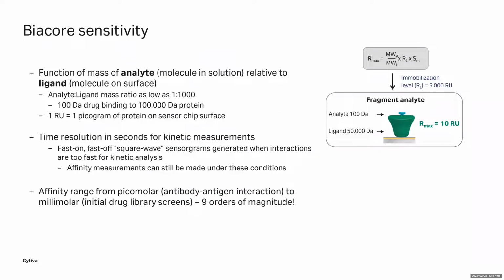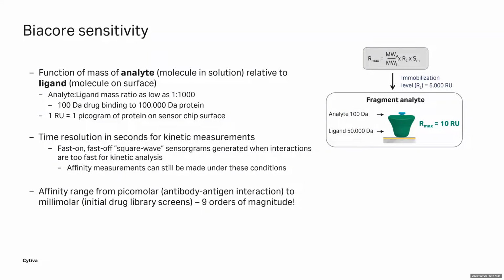So how sensitive is a Biacore surface plasmon resonance instrument? We can measure interactions where the analyte to ligand mass ratio is as low as 1 to 1,000. So that could be a 100 Dalton drug or fragment of a drug binding to a 100 kilodalton protein. Here we can see as an example, a 100 Dalton analyte and a 50 kilodalton protein. If we put 5,000 resonance units on the sensor chip surface, we would see up to 10 resonance units of this analyte bind to the ligand.